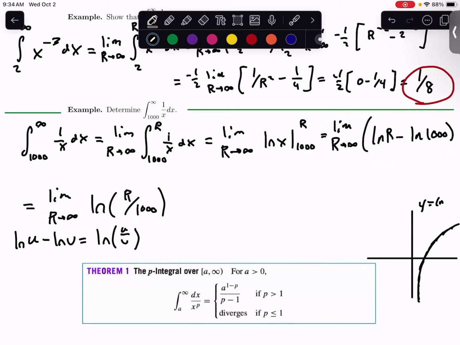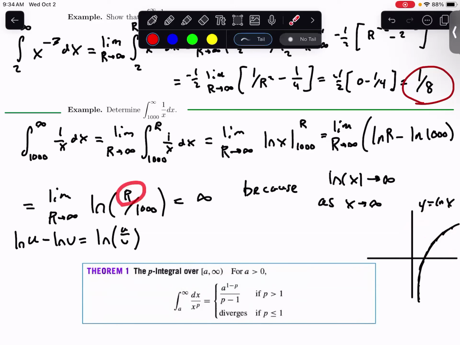Not perfect, but that's what it is. So this is like y is equal to the natural log of x. As x goes to infinity, so too does y, the corresponding y value. So this ends up being equal to infinity. The reasoning, I'll put it into words, is that the natural log of x goes to infinity as x goes to infinity. So in this case, we're looking at r, but this is the concept as to why this becomes infinity.